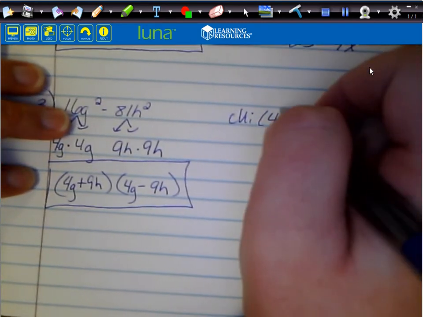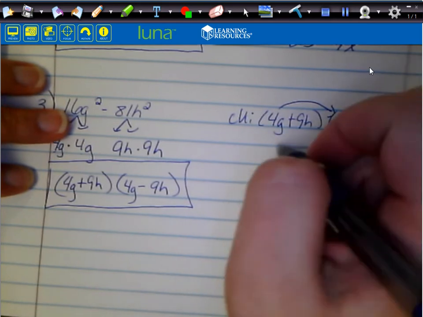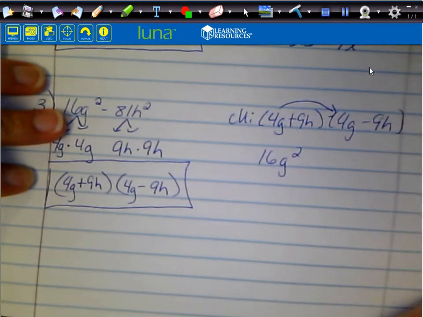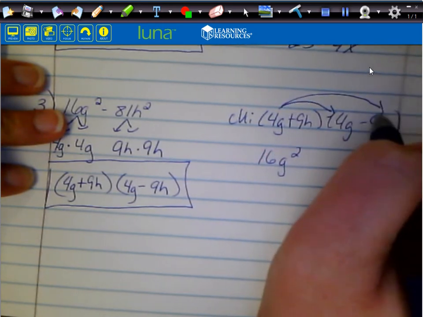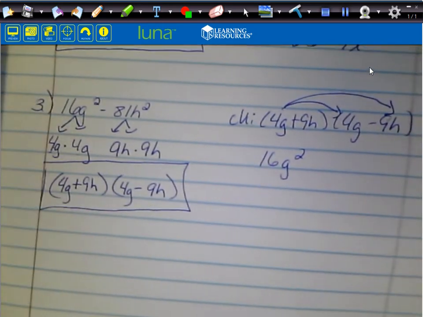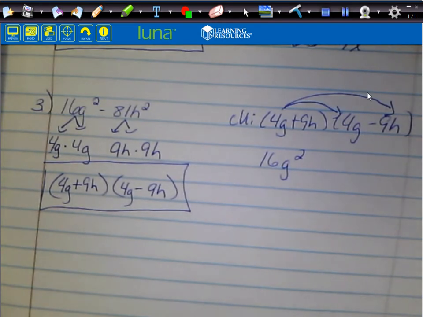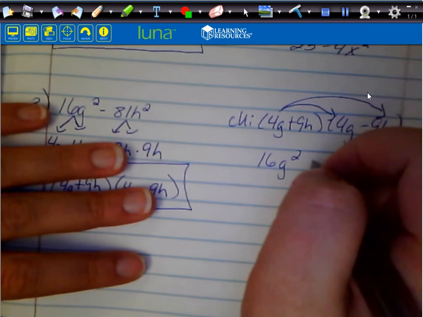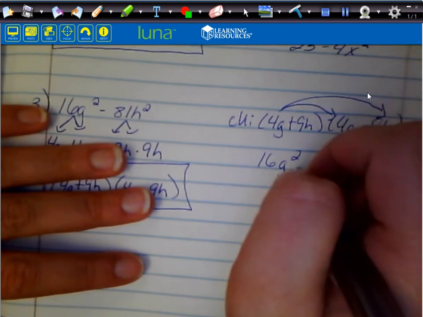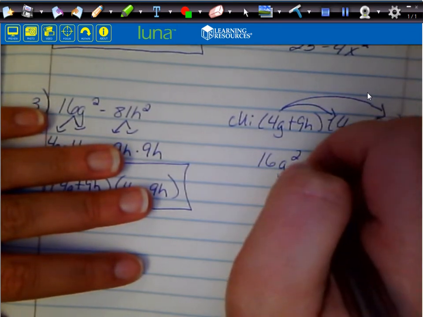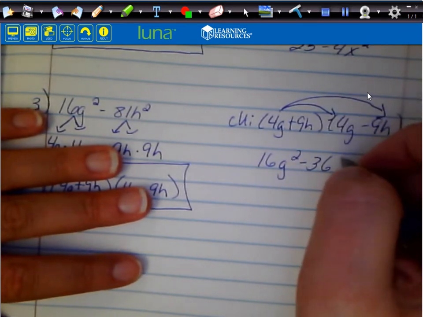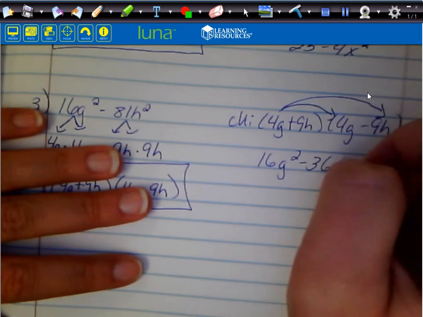So if I'm going to check this one, if I go here, I say 4 times 4 is 16, and g times g is g squared, so 16g squared. Then I'm going to say 4g times negative 9h is negative 36, and I always list these in alphabetical order, so I'm going to say gh.